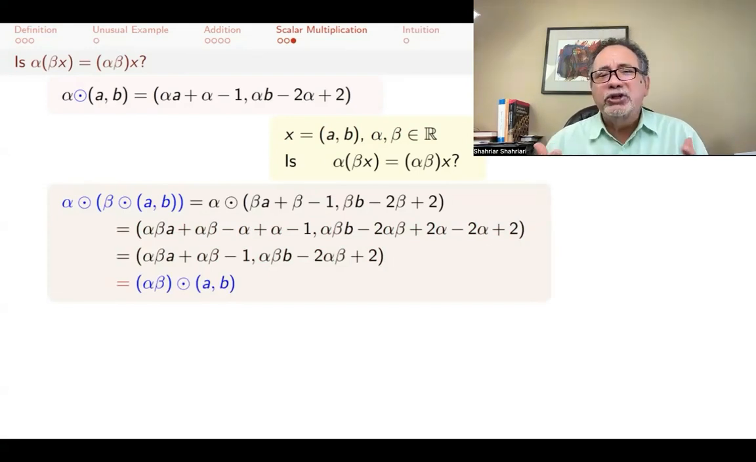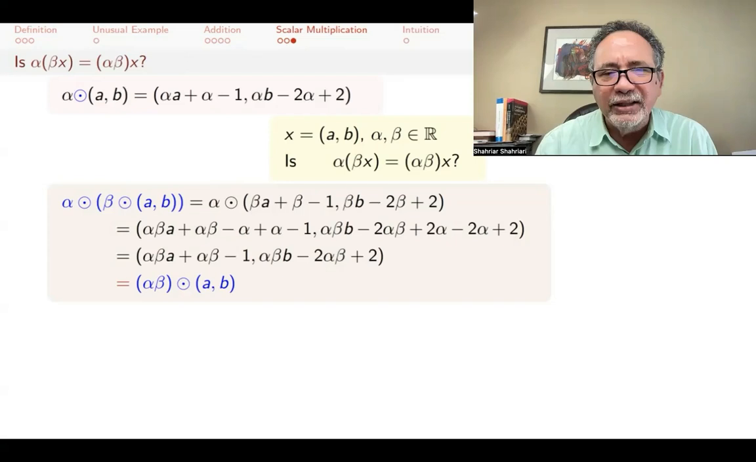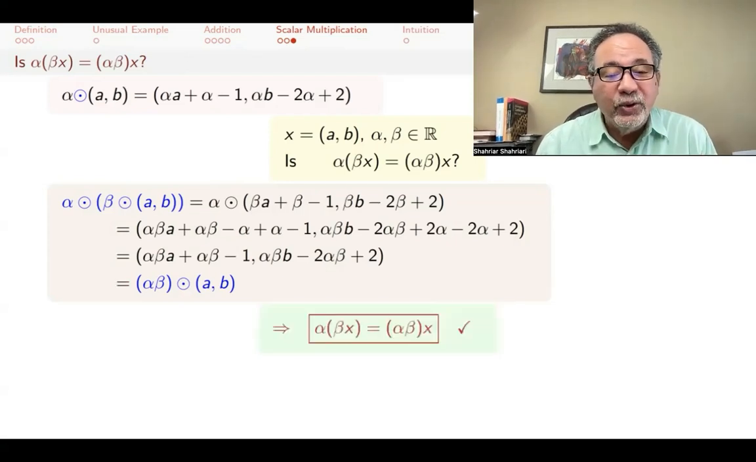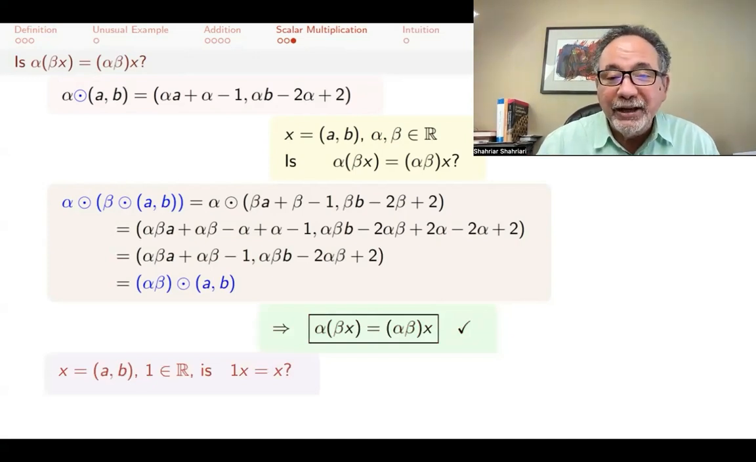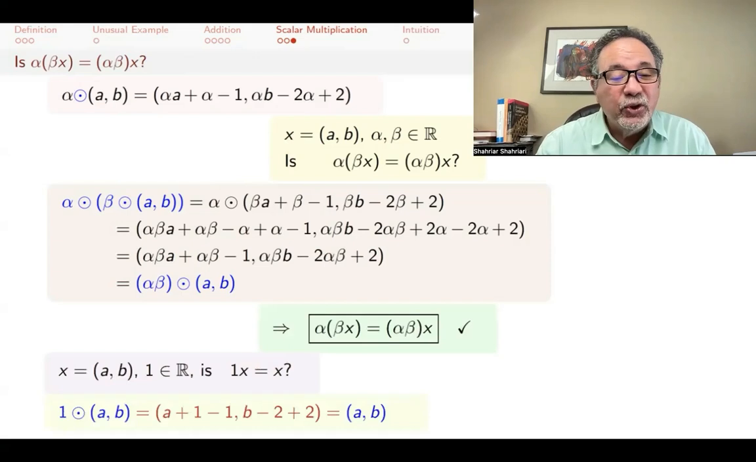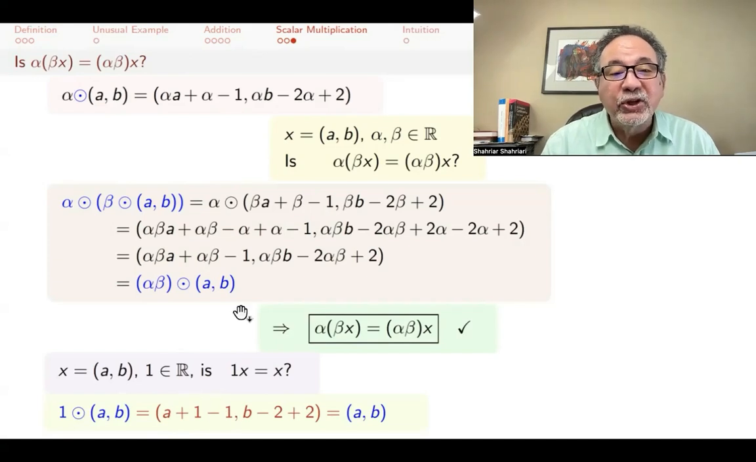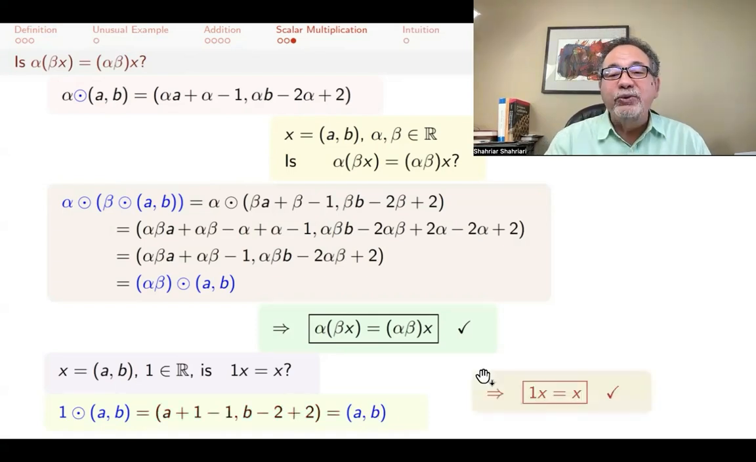And again, you should be surprised that this is working. This is odd that this weird addition and scalar multiplication is working according to rules. Our final rule is that if you take the scalar 1 and multiply it by x, you get x. You actually have to check that. So if you take 1 multiplied by AB, you just don't get A, you get A plus 1 minus 1, and those cancel. Here you have minus 2 alpha plus 2, and if alpha is 1, those cancel again, and you get AB back, and you have that rule also.